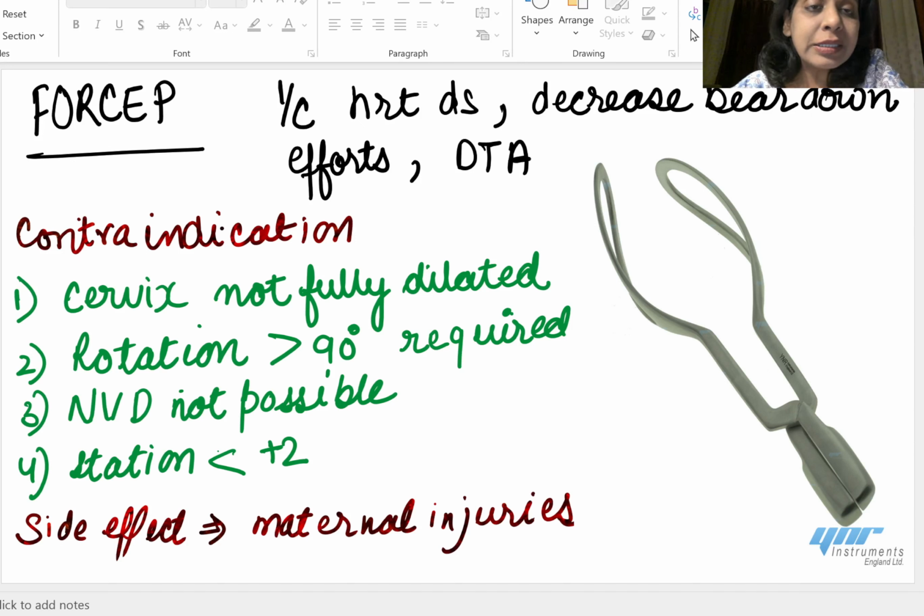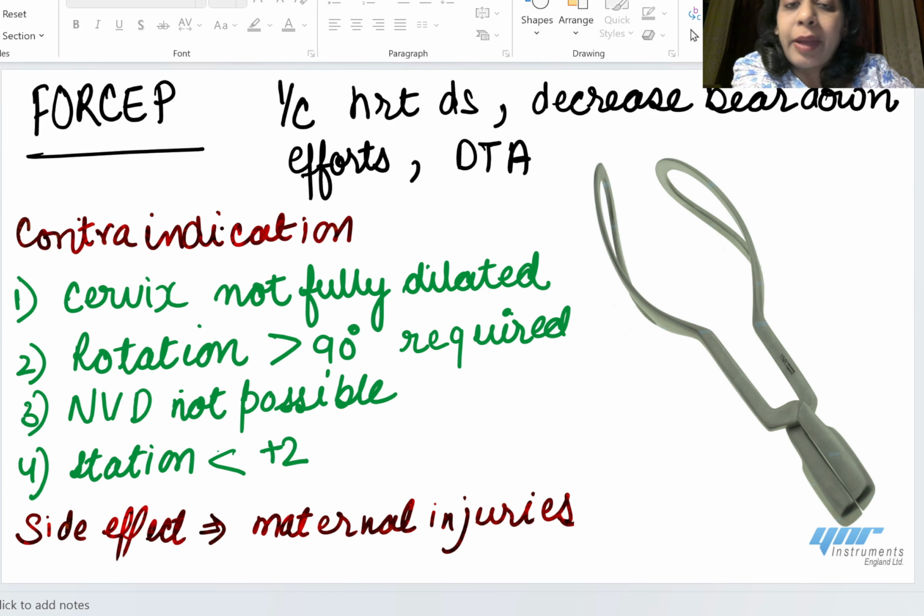Okay, what are the side effects? As you know, most of the force is shared by the vagina. So the vagina gets torn a lot, and the episiotomy gets extended a lot. So the side effect is maternal injuries. The side effect of the forceps is maternal injuries, maternal vaginal tears. So that was about the forceps.